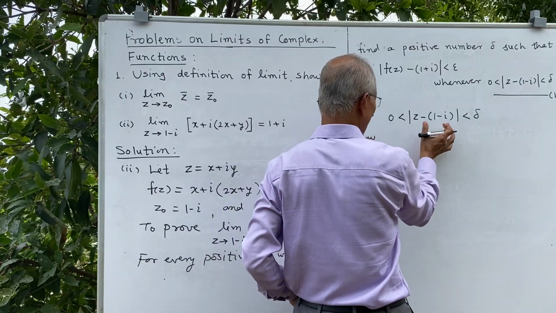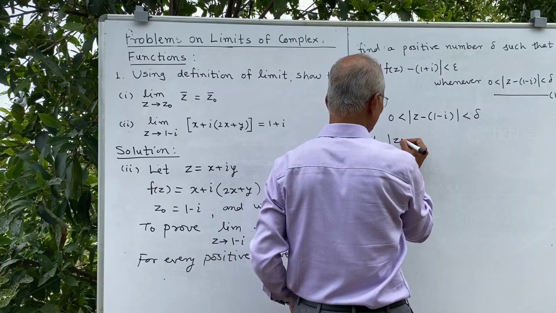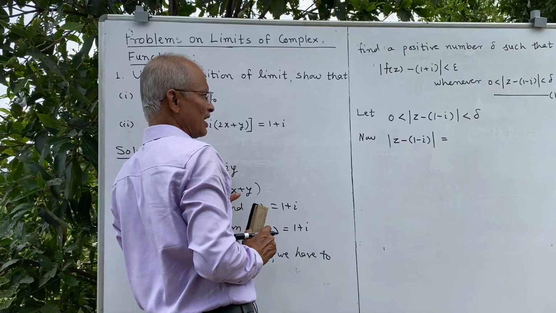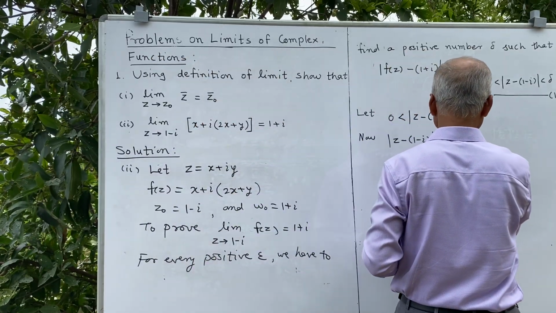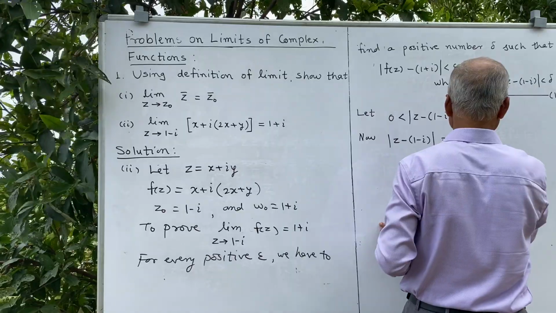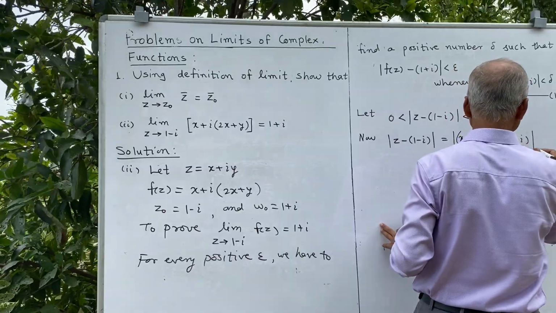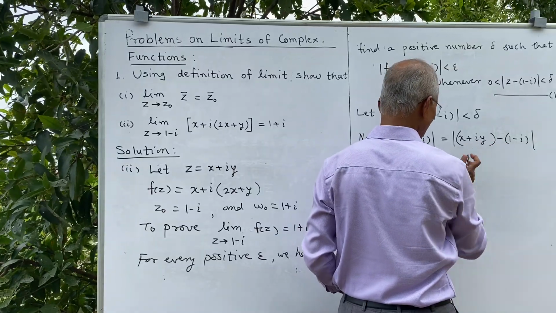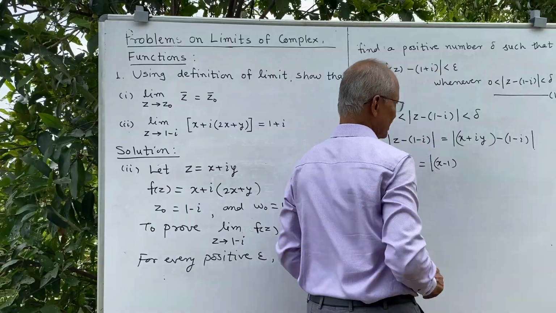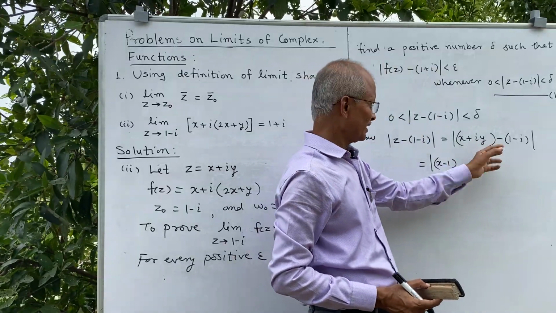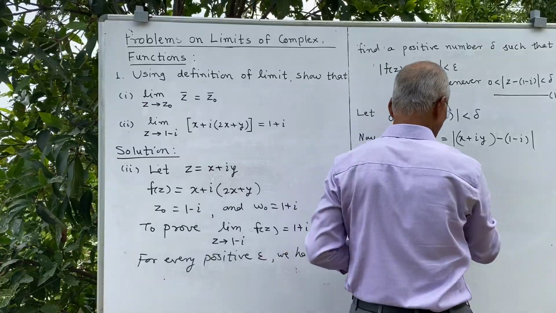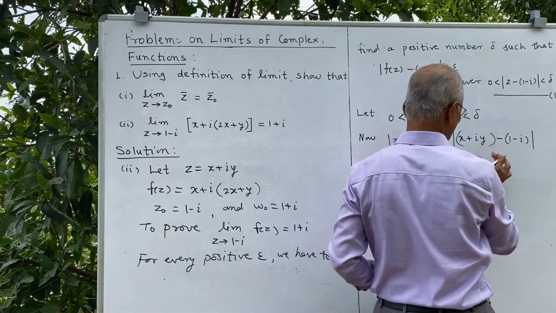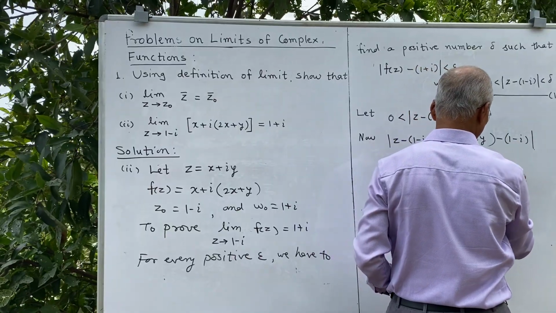Now, first we shall consider this value, the absolute value of z minus 1 minus i, and we know what z is. z is x plus i into y, and therefore this is equal to x plus i into y minus 1 minus i, or this is equal to the absolute value of x minus 1, the real part we write separately, this is real part x minus 1, and then the imaginary part, where i is common, plus i into bracket y, and minus of minus becomes plus, i is taken common, so in the bracket it is y plus 1.